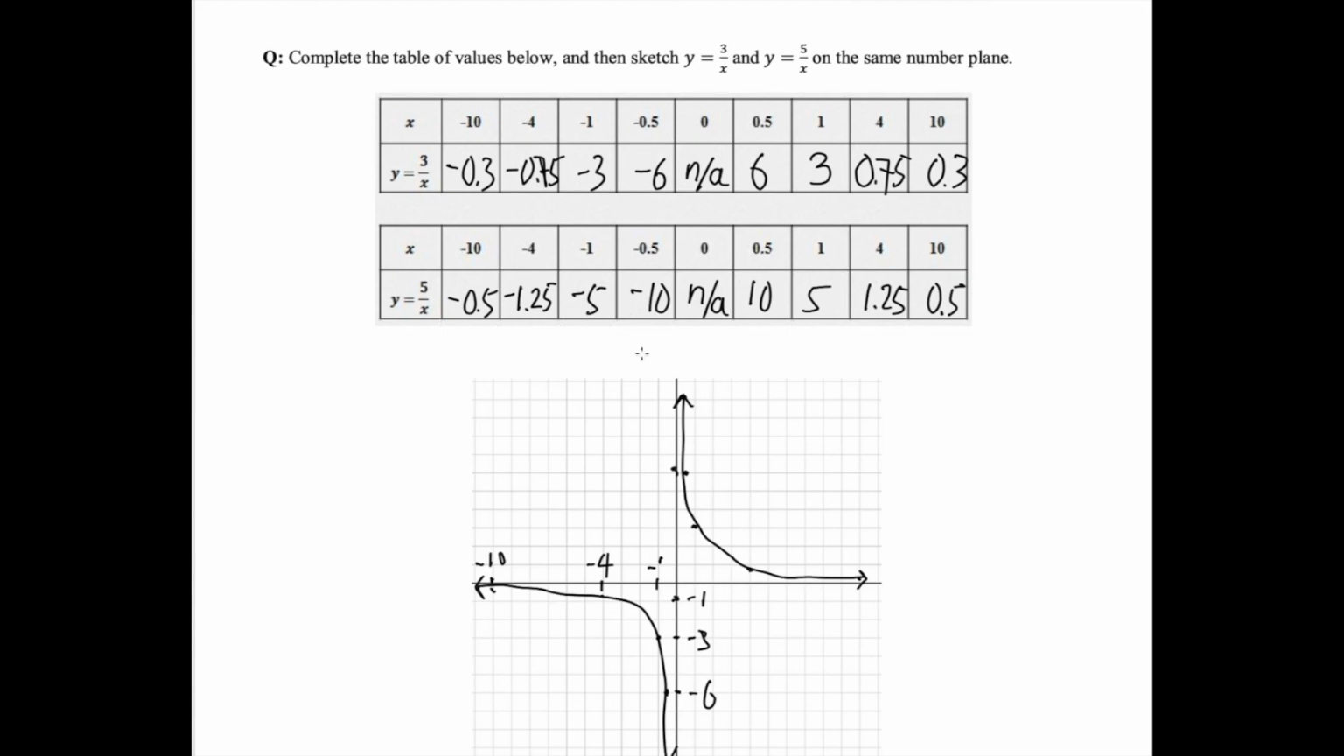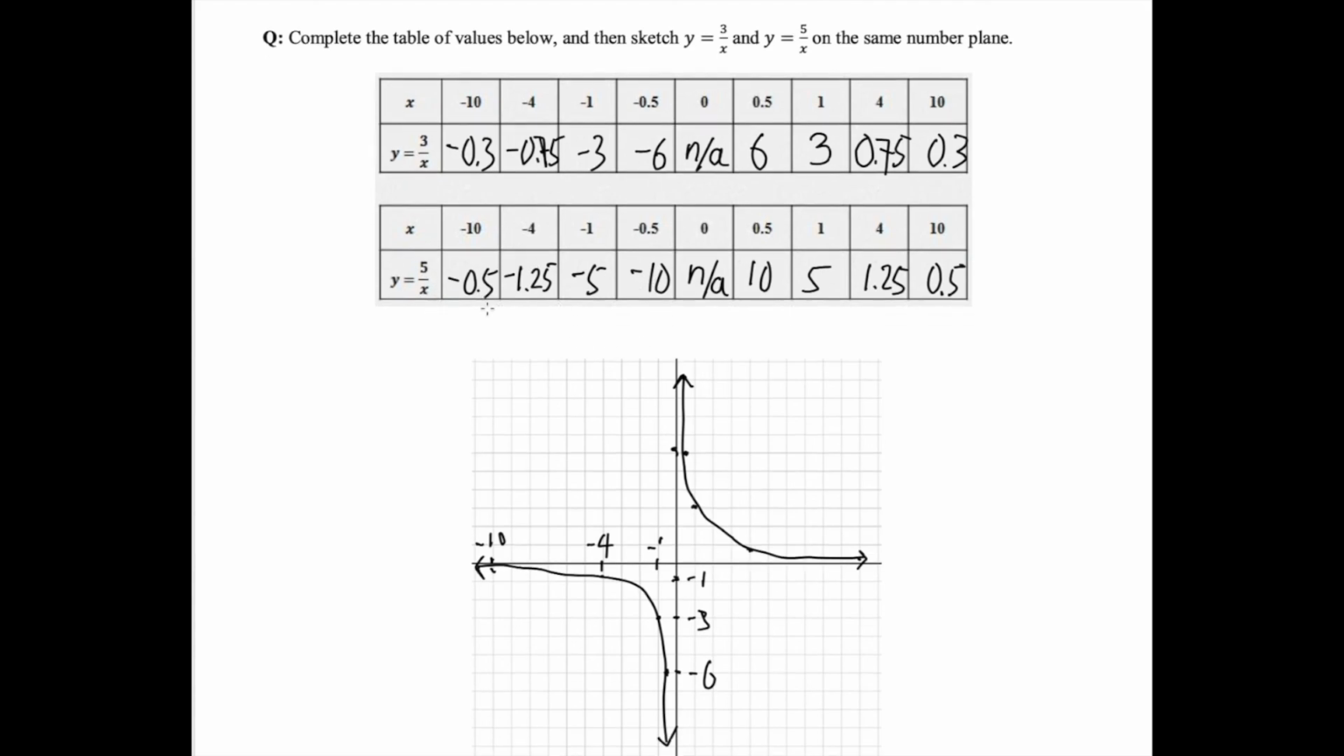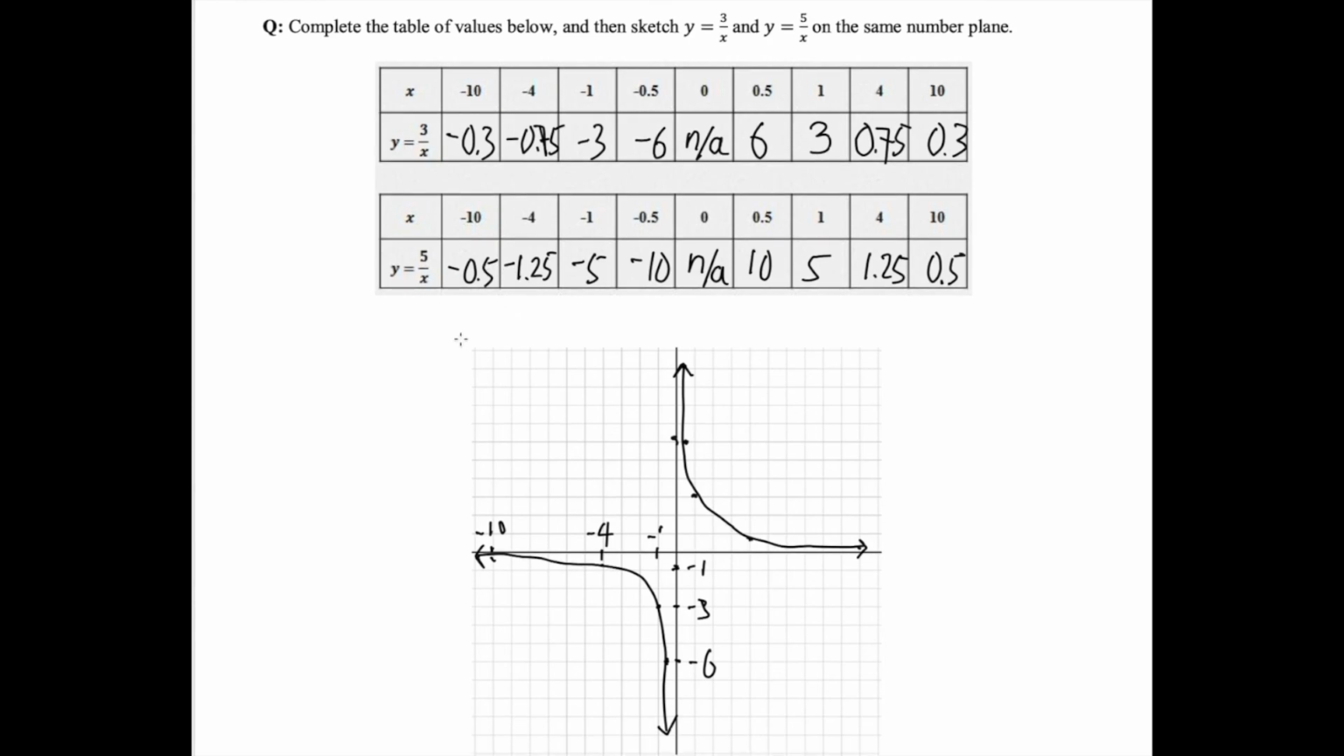Now we have to do the other one, okay? So we have to draw them on the same one. So minus 10, minus 0.5, so that's slightly lower. Minus 4, minus 1.25 is slightly lower as well. Minus 1, minus 5. Minus 0.5, minus 10. Okay. So this is just slightly below that graph there, okay?